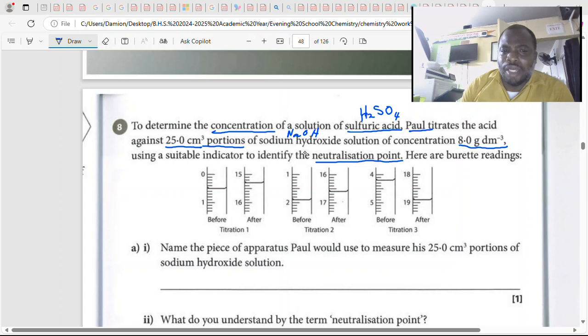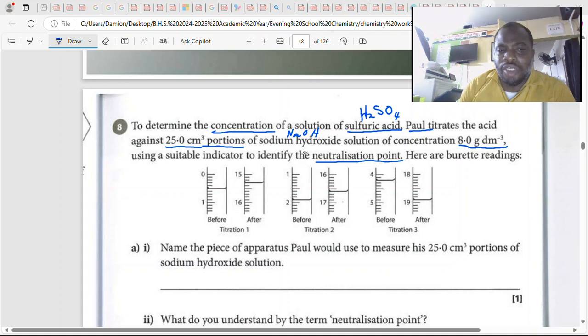And so the pipettes are basically designed to get that accurate portion of the solution. Now, this is the one that we know the concentration of. And the question provided the concentration in grams per dm cube. Remember, concentration is in 2 units. Either you have mole per dm cube or grams per dm cube.